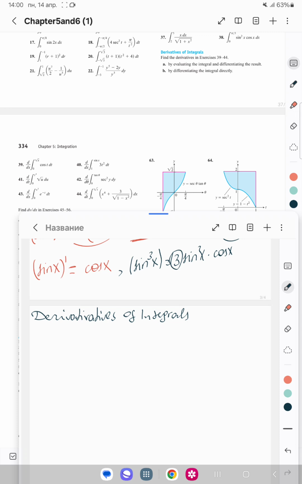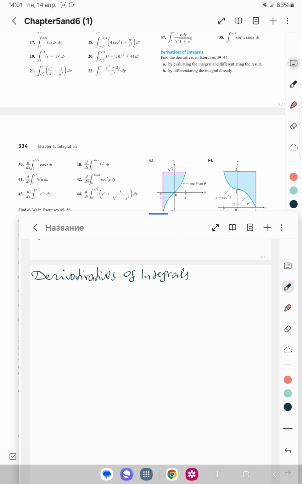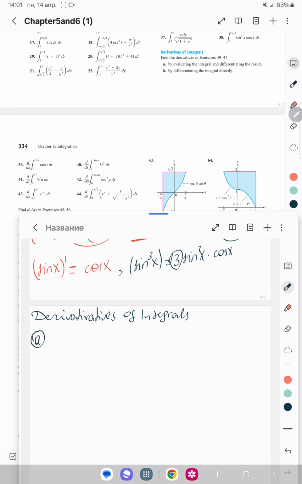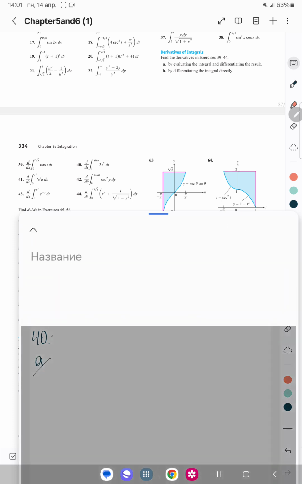A, by evaluating the integral and differentiating the result. B, by differentiating the integral directly. Okay, let's do, for example, 40. First, A, we are doing 40A. Okay, what is 40?